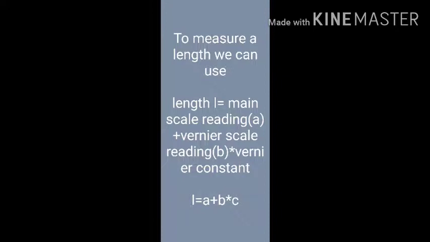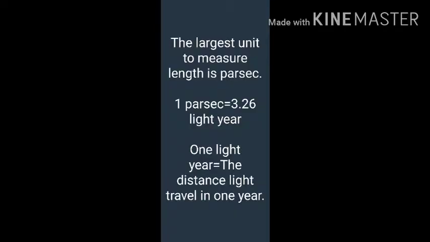Now we will look at the largest unit to measure a length. The largest unit to measure length is parsec. 1 parsec is equal to 3.26 light year. What is a light year? 1 light year is equal to the distance light travels in 1 year. The distance light can travel in empty space in this period of time is considered to be a light year, and 1 parsec is equal to 3.26 light year.